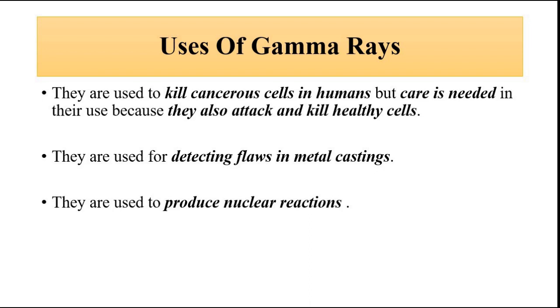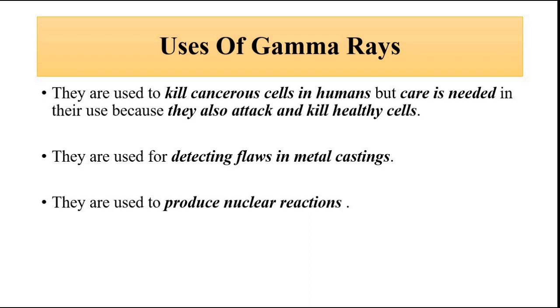They are also used to detect cracks and flaws in metal castings and other civil structures where metals are used. A gamma ray transmitter and detector are placed, and depending upon the intensity of the gamma ray at the receptor side, the nature or shape of the flaw or crack is estimated. And they are also used to produce nuclear reactions.